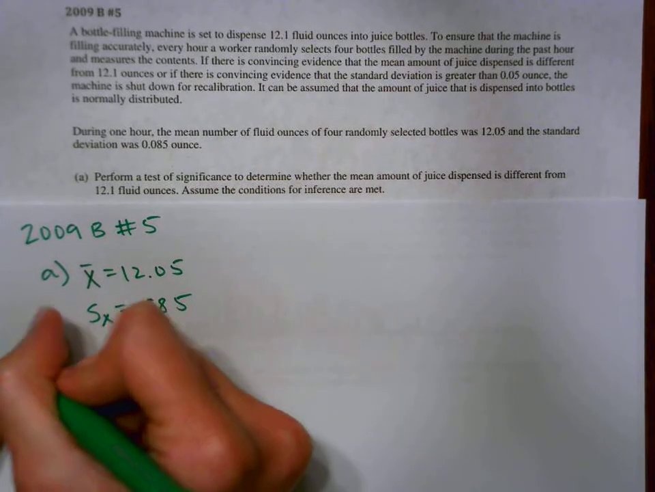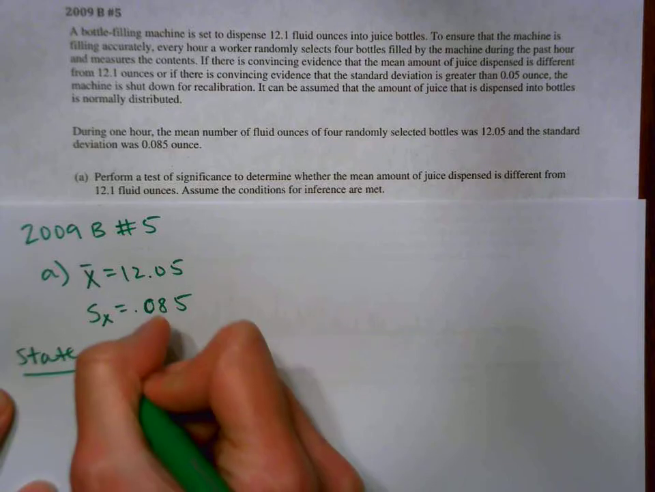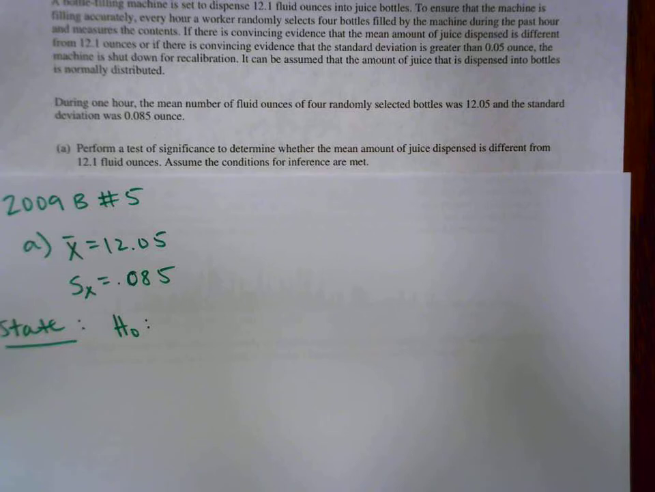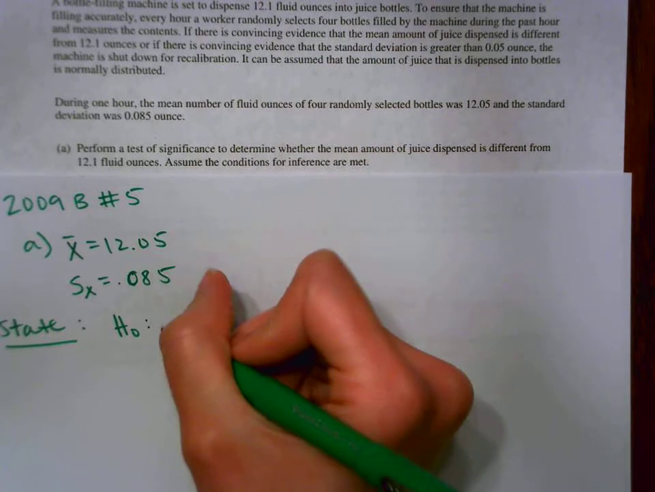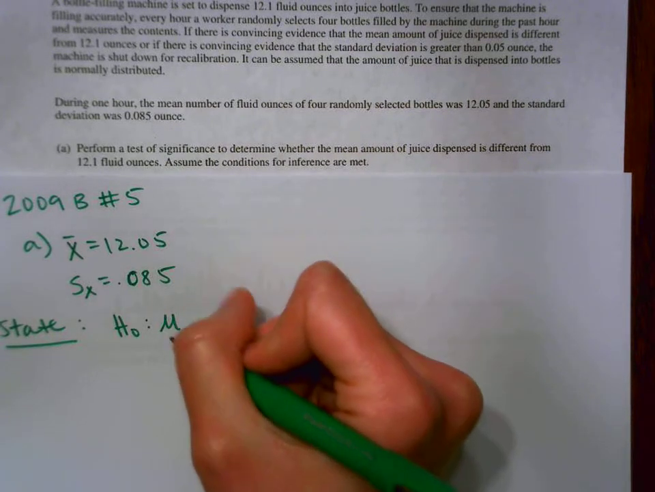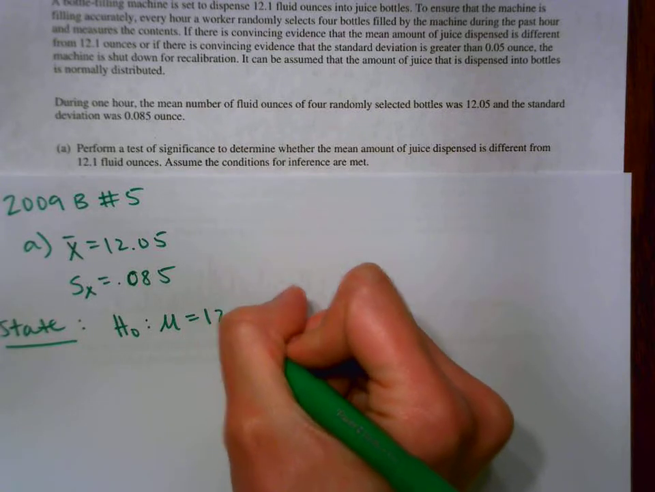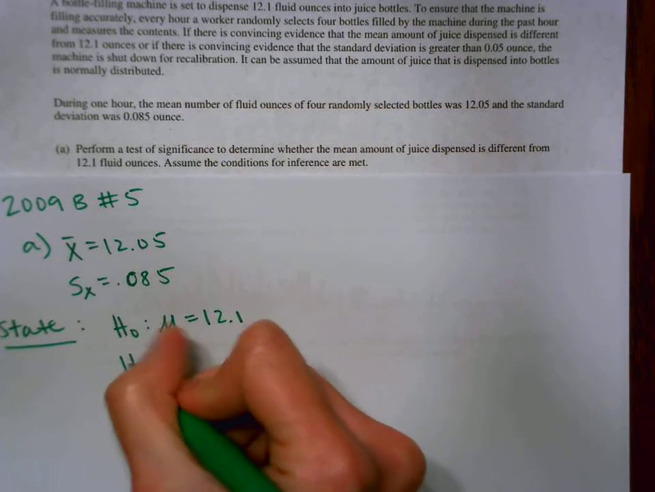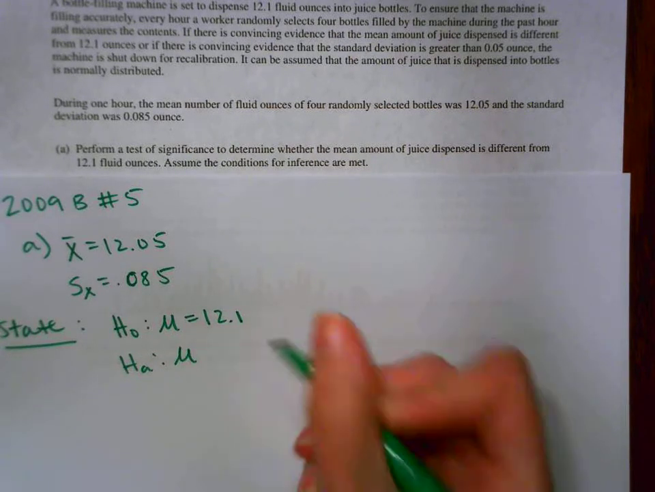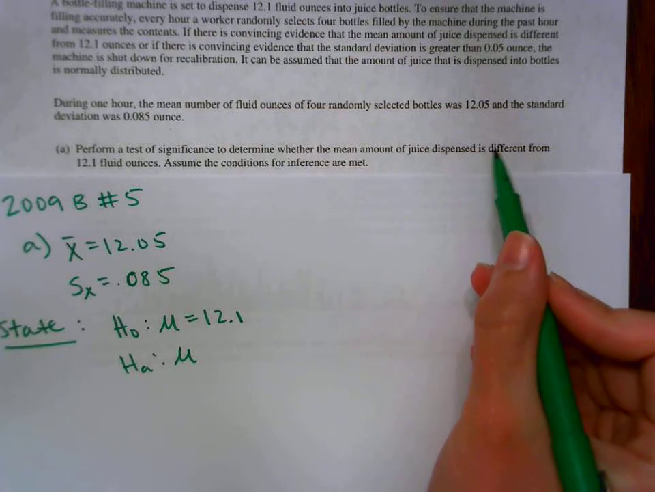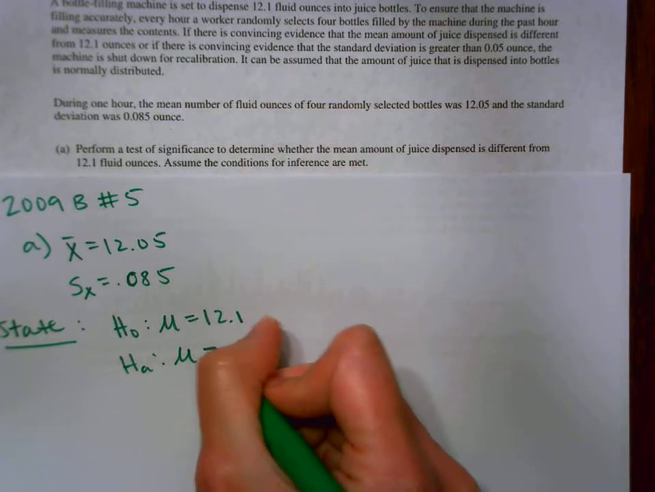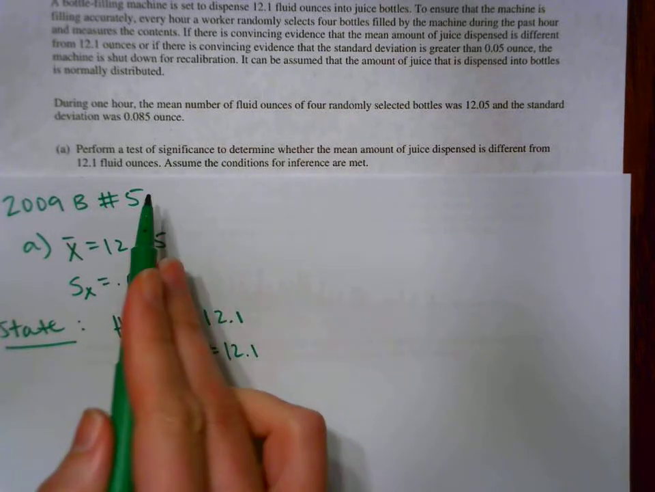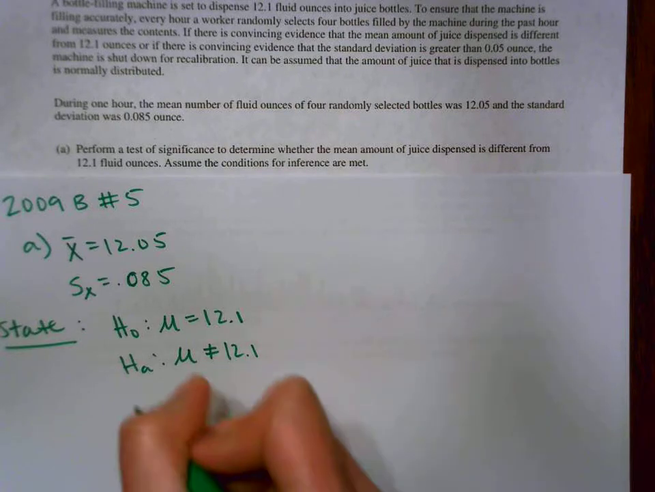So we're still going to do our normal state, plan, do, conclude. Our H0 is always equal to. We want to know, is the true mean, mu, equal to 12.1? That means it's not different than what they want it to be. And that means our alternative, what we care about, is that the true mean is just different. So if it's not greater than or less than, but just different, you do not equal to 12.1, and we'll write down our alpha.